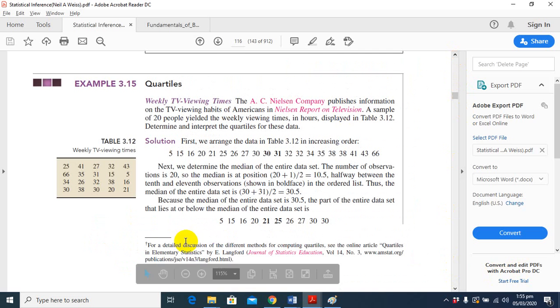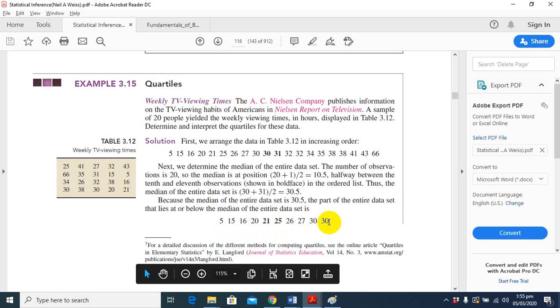For quartile 1, take the part of the entire data set that lies at or below the median, just separate out those observations which are below the median score. For example, in my case, the observations from 5 to 30, how many observations are these? 1, 2, 3, 4, 5, 6, 7, 8, 9, 10 observations which are below the median score. So considering this data, find the middle score.